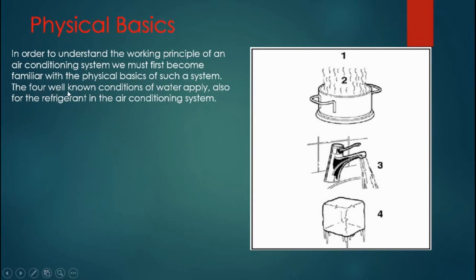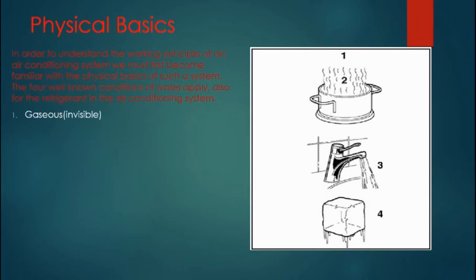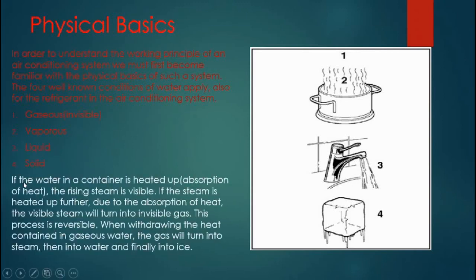The four well-known conditions of water apply also to the refrigerant in the air conditioning system. A refrigerant means the gas which we use in the AC system. Number one is gaseous, and it is invisible, we can't see this gas. Number two is vapor. Number three, liquid. Number four, solid. And if water in a container is heated up, absorbing heat, the rising steam is visible.